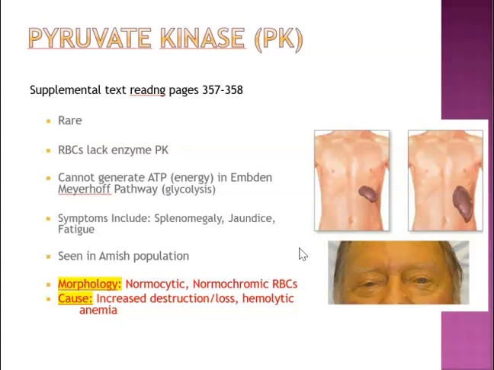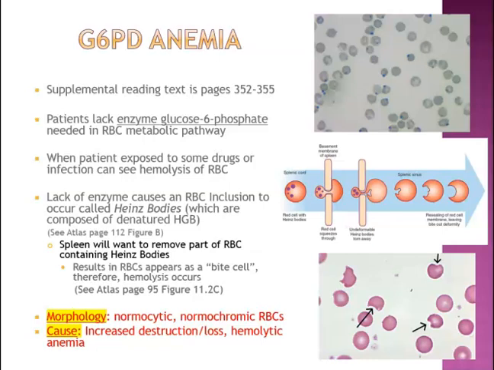We usually see this in our Amish populations, and a lot of times we don't see it outside our Amish populations because it stays within that population, since they're not as genetically diverse. And the morphology is normocytic, normochromic as far as our red blood cells, and the cause is increased destruction and loss. The second enzyme deficient anemia that we're going to discuss is G6PD anemia.